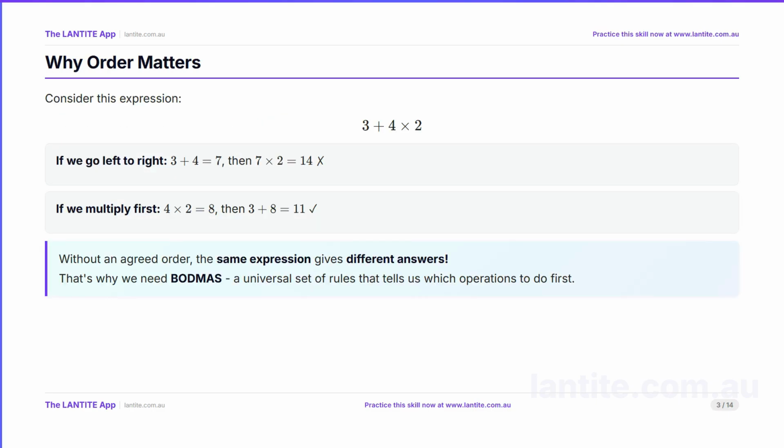Let's start with why order matters. Look at 3 plus 4 times 2. If you simply work left to right, you get 7 times 2, which is 14. But if you do the multiplication first, you get 4 times 2 is 8. Then 3 plus 8 is 11. Two different answers from the same expression. That's why mathematicians agreed on a universal order of operations, so everyone gets the same correct answer. The correct answer here is 11, because multiplication comes before addition.